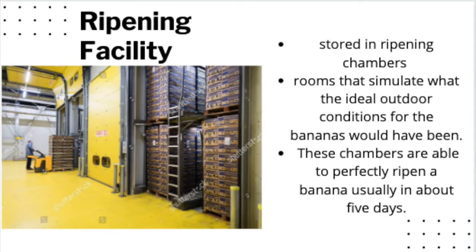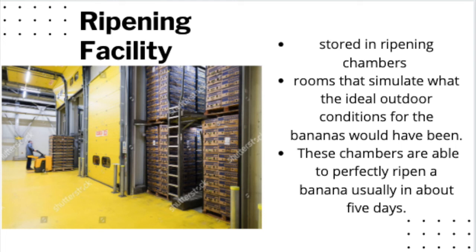Once they leave the ship, they're taken to ripening facilities. From here, the bananas are stored in ripening chambers, as you can see to your left. These are rooms that make it very similar to what ideal conditions the bananas like. Earlier, we mentioned how the bananas like being around 78 degrees Fahrenheit. This room will be set to the perfect temperature for these bananas to grow.